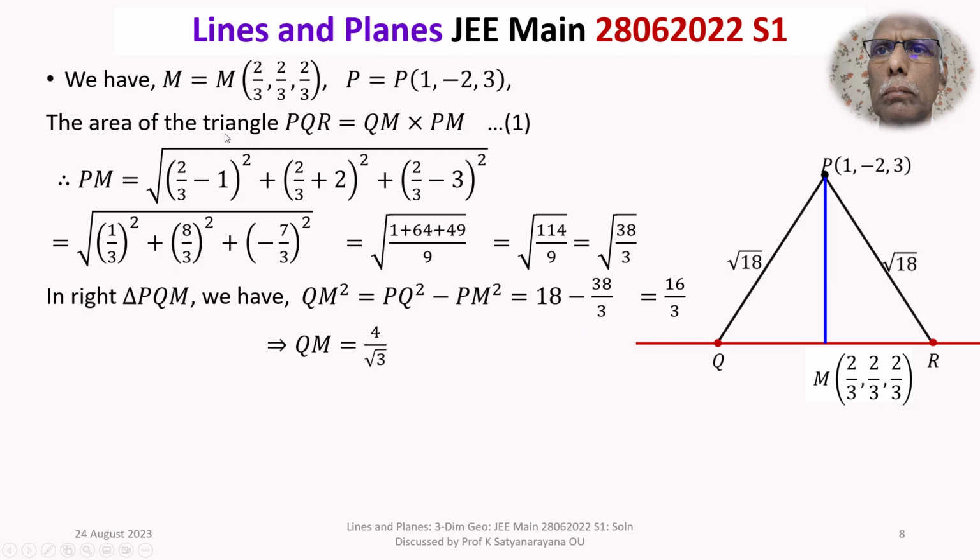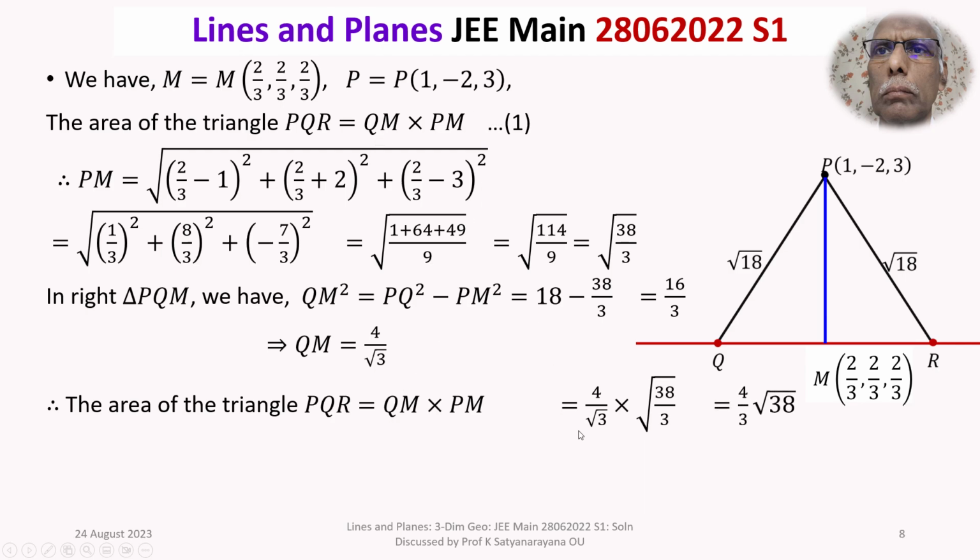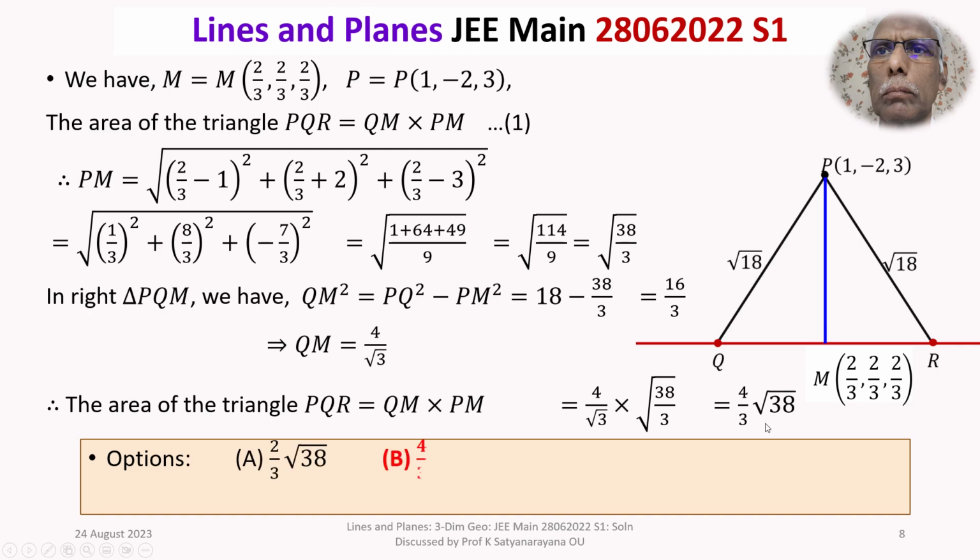Right. So the area of the triangle, we have already done it. Let's look at equation 1. So the area of the triangle PQR is QM into PM. So QM is 4 by root 3, PM is under the square root of 38 by 3, and this is equal to 4 by 3 multiplied by under the square root of 38. So that is the area of the triangle. Let's look at our options. Our answer 4 by 3 under the square root of 38 appears against option B. Therefore, the answer to this question is option B.